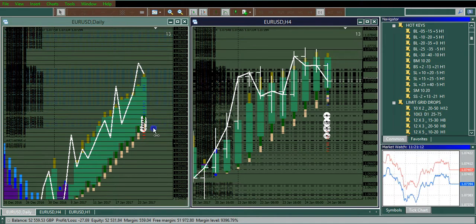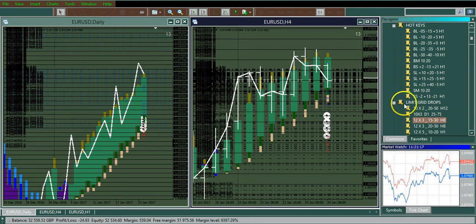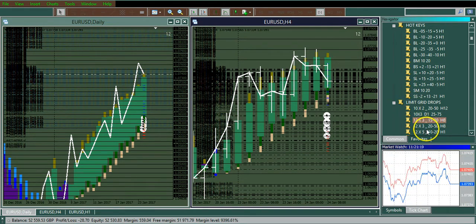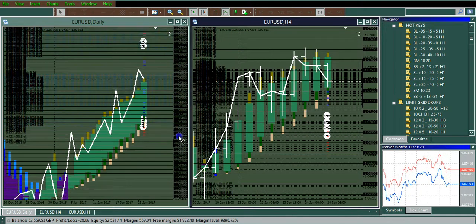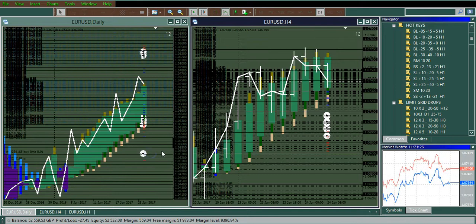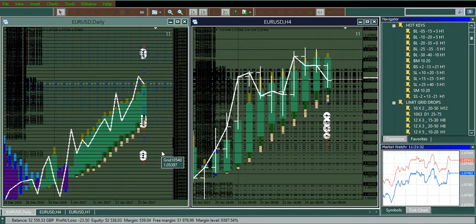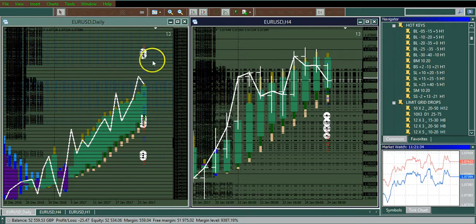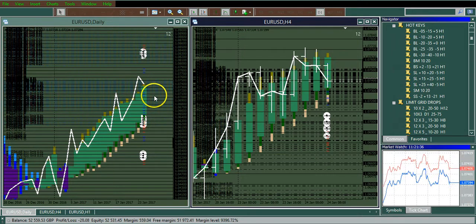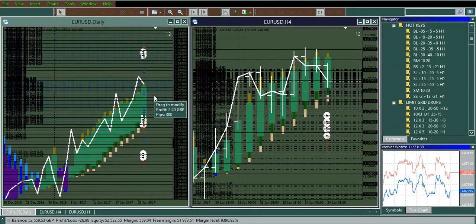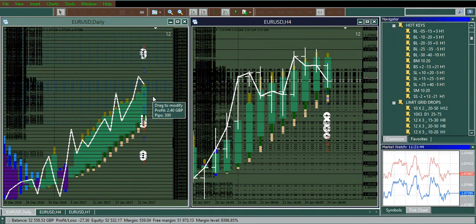So your targets are here. These are all the ones that say limit grid drops. When you put them above, they're sell limits, and when you put them below, they're buy limits. So it's completely symmetrical trading. Now you could have a hotkey where you hit a button and it throws in those too. A little different style of trading. And how long does that last? 8 hours.